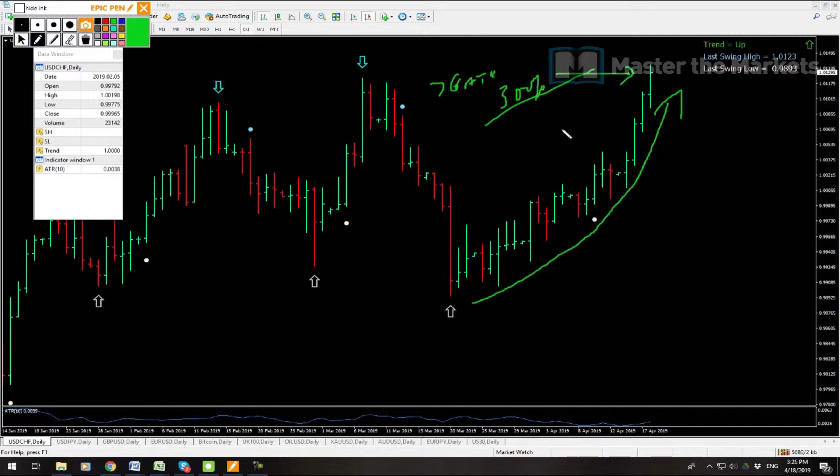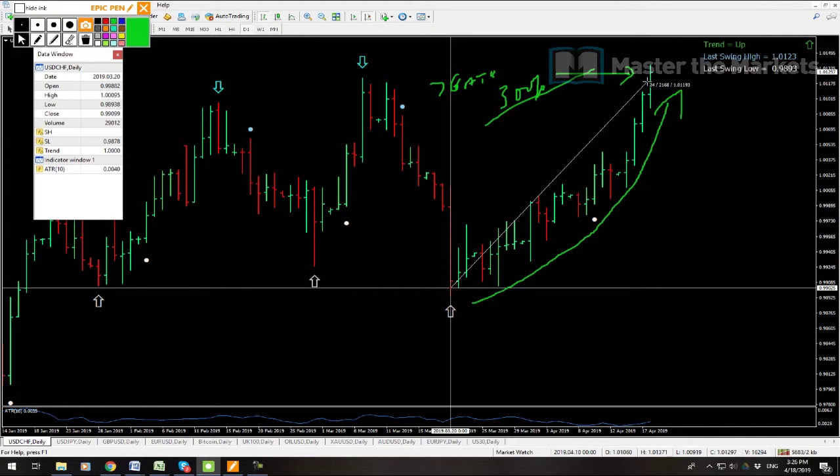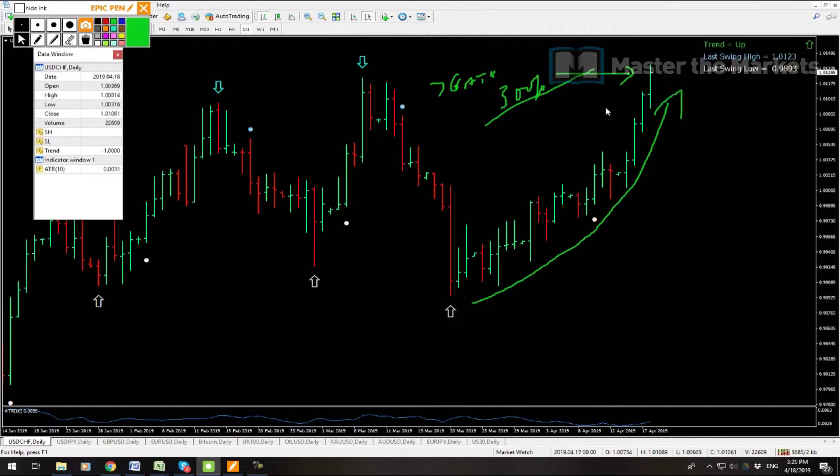Now, the next thing is time. Look at the number of days it's taken. We can just use our cursor here very easily to see how long it has taken. It's 25 days, isn't it? So it's about 25 days.